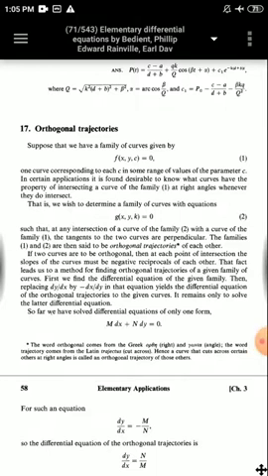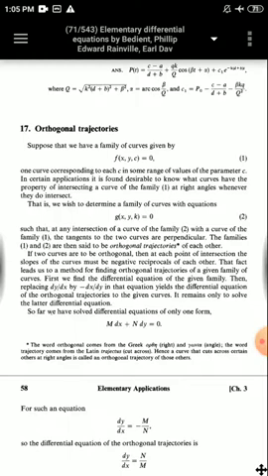In this lecture, we learn about orthogonal trajectories. In the previous lecture, we studied what is meant by an exact differential equation and the solution of an exact differential equation. And we solved some examples on exact differential equations also. Now, in this lecture, we learn about orthogonal trajectories.